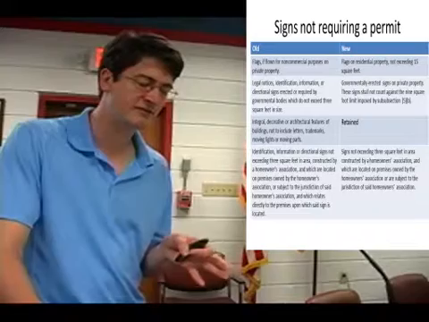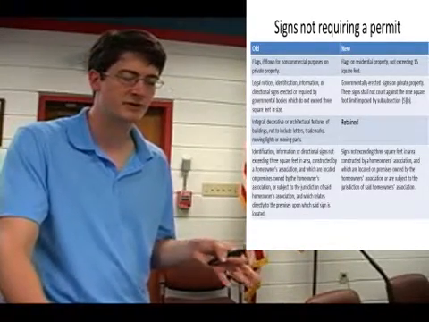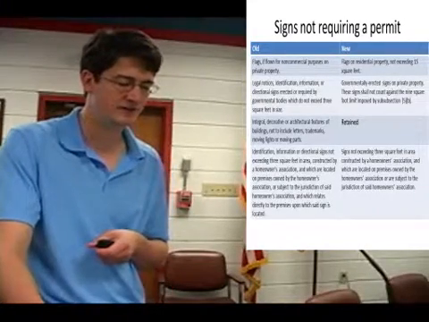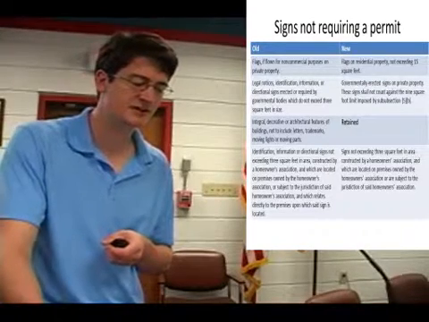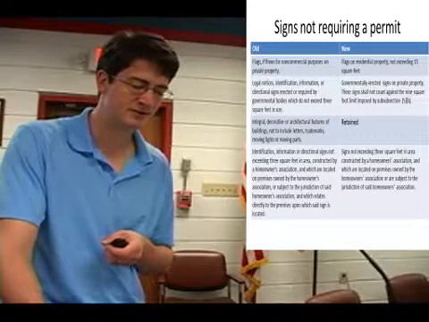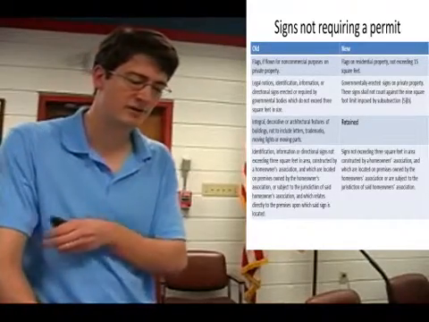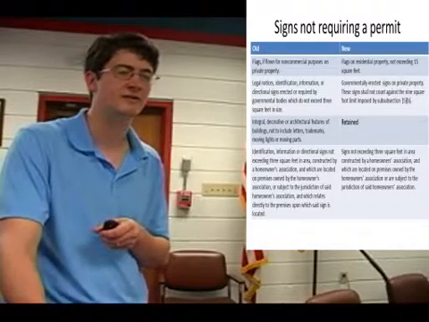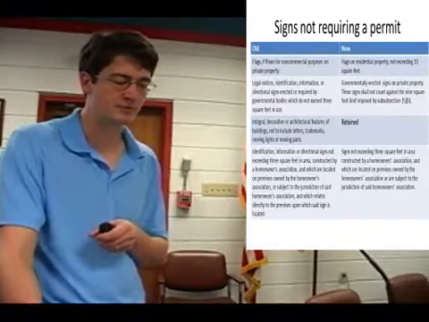So again, signs not requiring a permit. The old language for flags: if flown for non-commercial purposes on private property. Now, flags on residential property not exceeding 15 square feet. Legal notices, identification information, or directional signs erected or required by governmental bodies which do not exceed 3 square feet. This is again the governmentally erected signs on private property. We specify that they won't count against the 9 square foot limit for signs on private property.